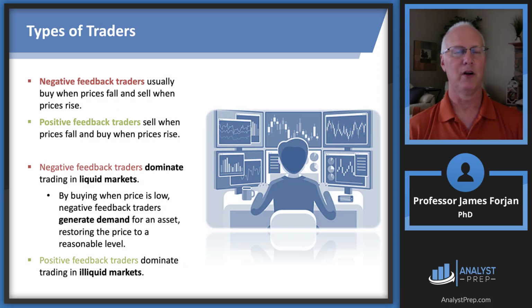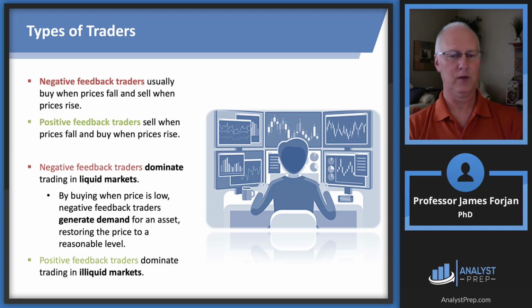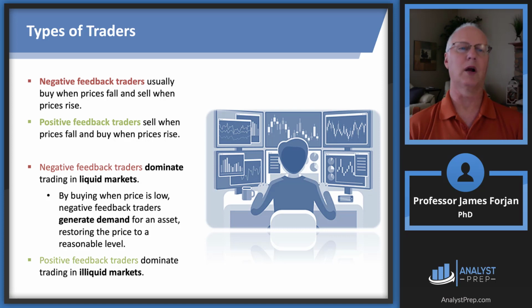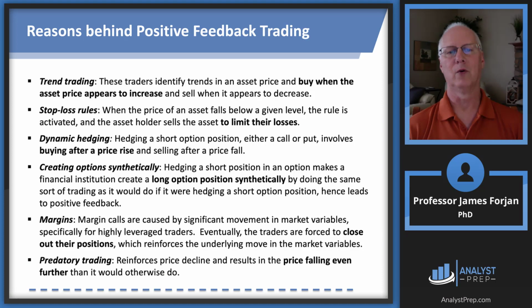And then the final part of that last learning objective asks about the difference between negative and positive feedback traders. Negative feedback traders buy when prices fall, sell when prices rise. Positive feedback traders sell when prices fall and buy when prices rise. Of course, negative feedback traders, you could call them contrarians. But here's the important part. Negative feedback traders can dominate trading in the liquid markets, but positive feedback traders dominate trading in illiquid markets. And so that's probably the big takeaway for that learning objective.